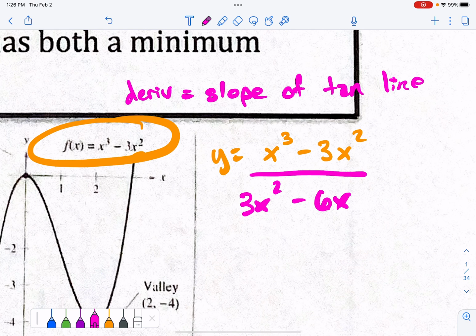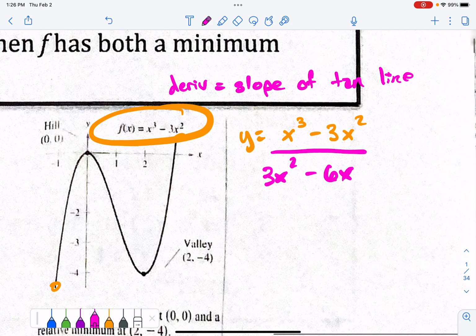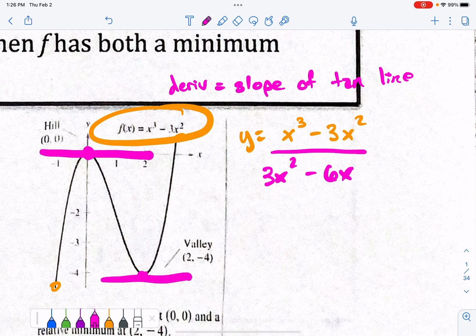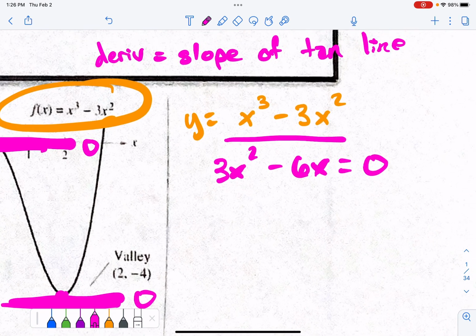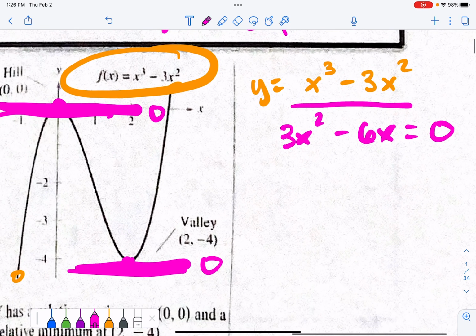Now, if we look at a maximum or a minimum, these two points right here, what's the derivative line going to look like? It's going to be horizontal, so 0 is what the derivative will be. So to find the max and min, I set the derivative equal to 0 because I want to know where the slope is 0, where the horizontal tangent line is. So we found the derivative and set it equal to 0. That's going to tell me my maxes and mins.